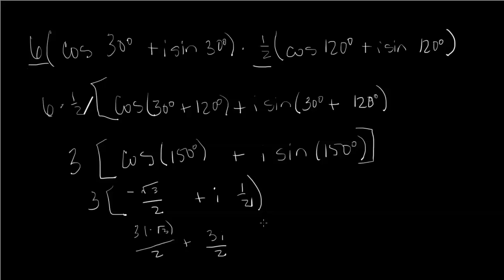And there's nothing else I can do, except that it just looks messy. So this is my standard form, a plus bi. I could put this i out in front if I wanted to give it the appearance more of the standard form, but this is acceptable. So that's the standard form of that problem.